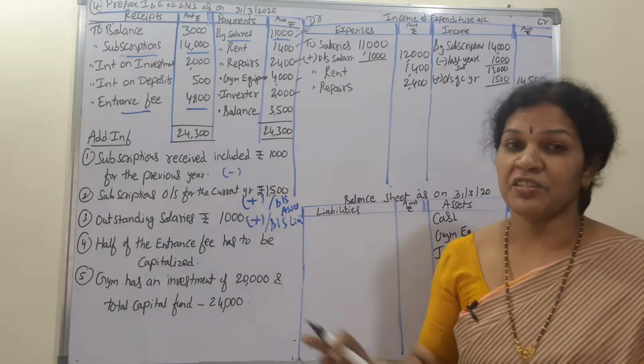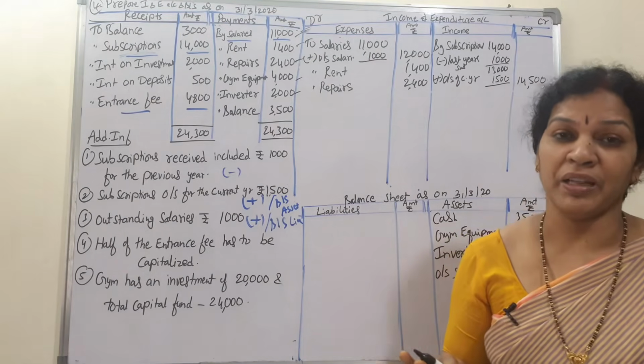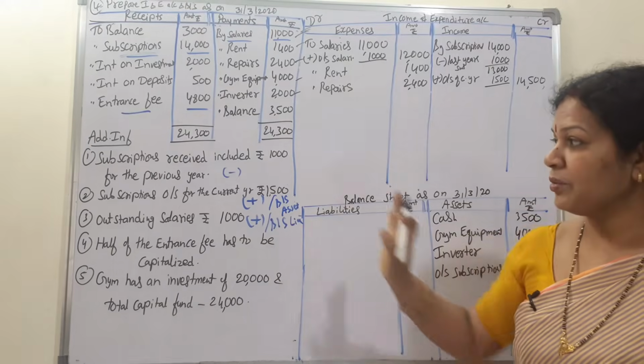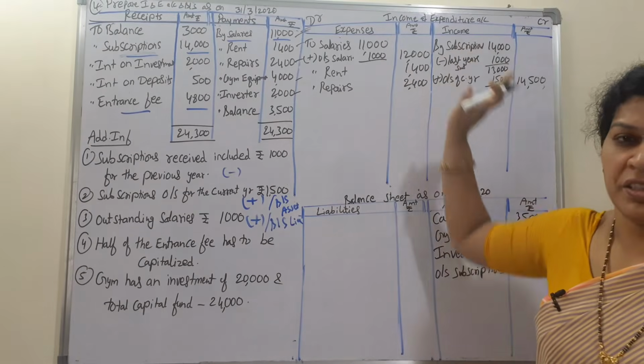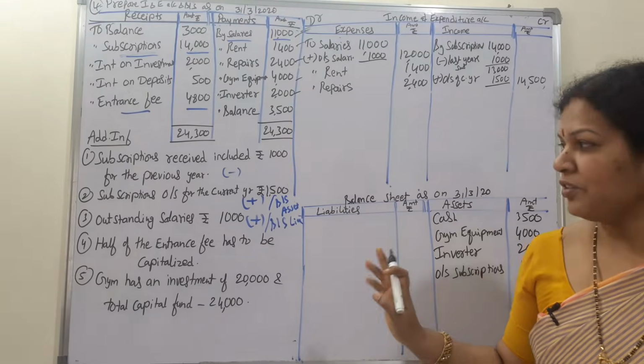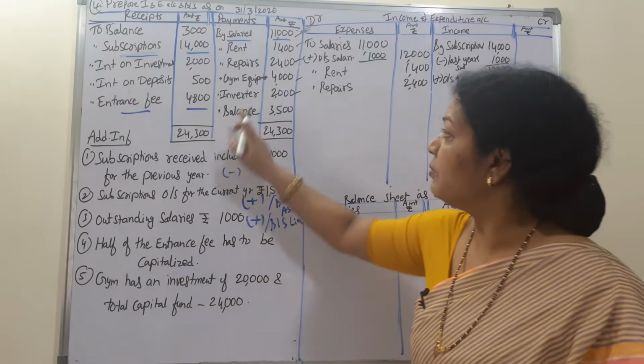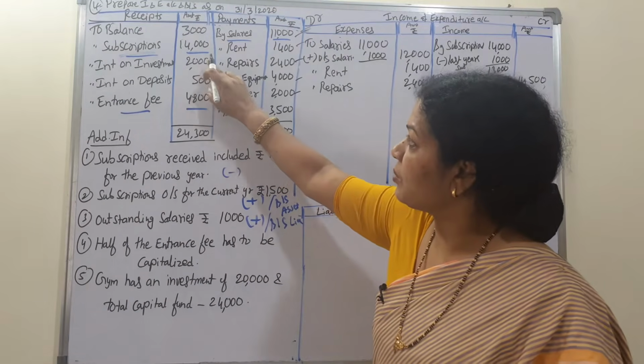Remember, last year's amount will never come in the balance sheet. Just ignore it. That is simply deducted, that's it, but not in the balance sheet. Next, where we are, subscriptions are over.